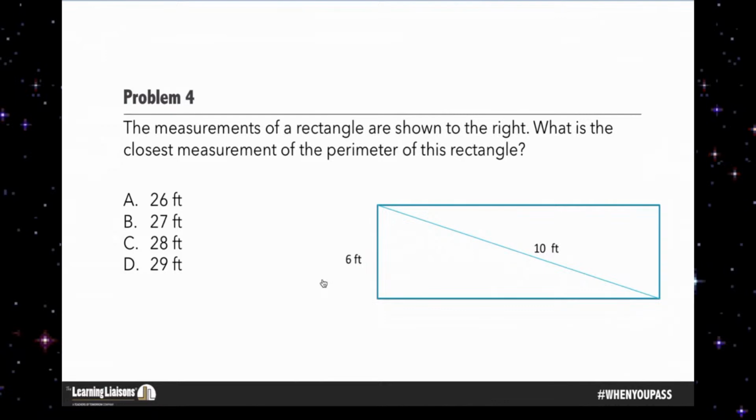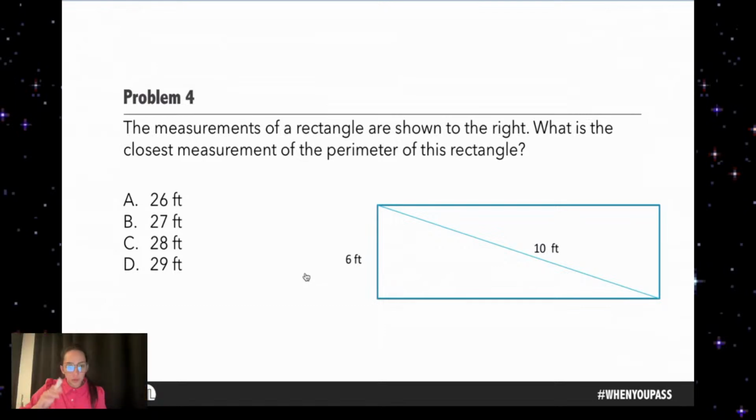The measurements of a rectangle are shown to the right. What is the closest measurement of the perimeter of this rectangle?